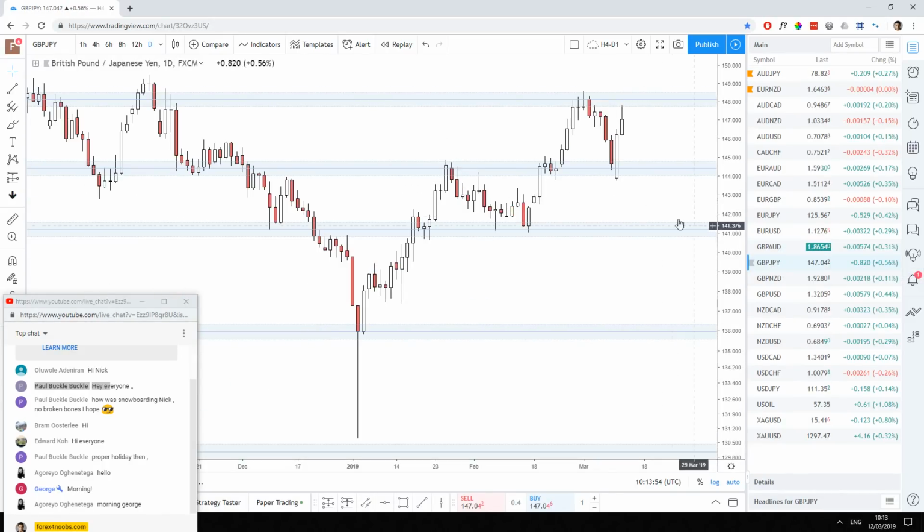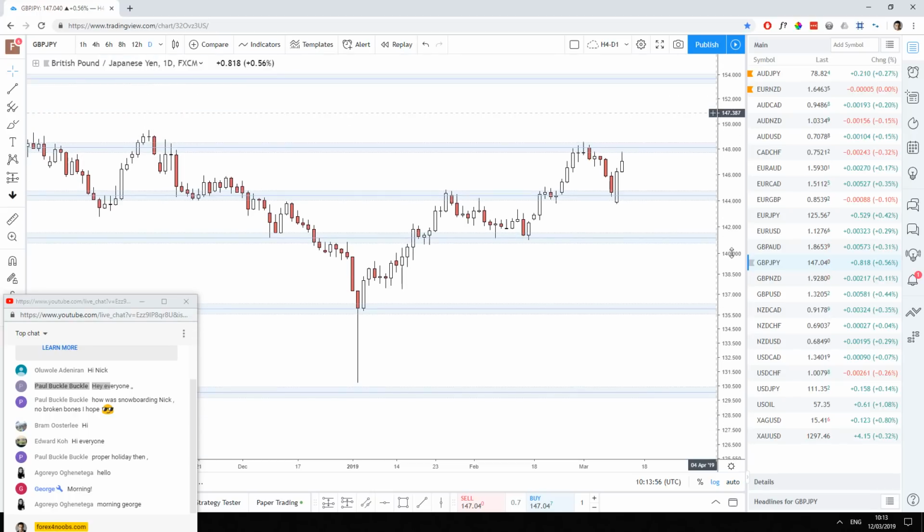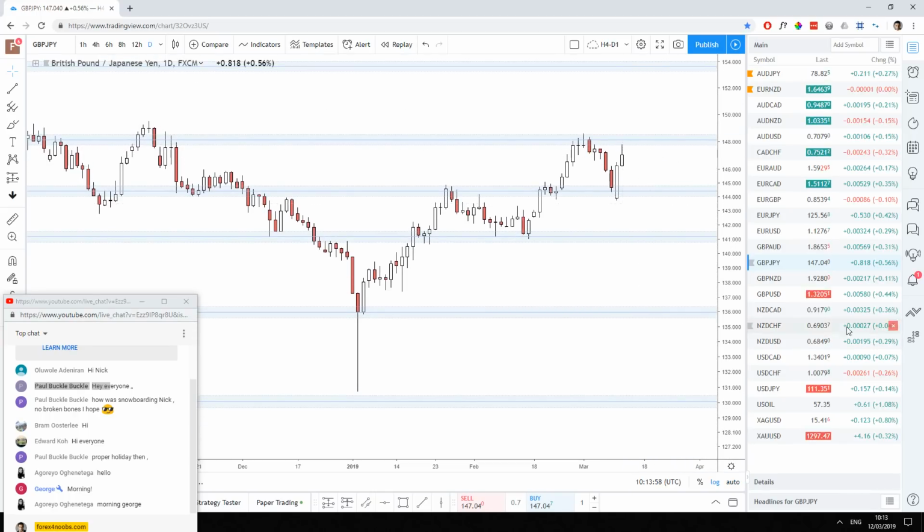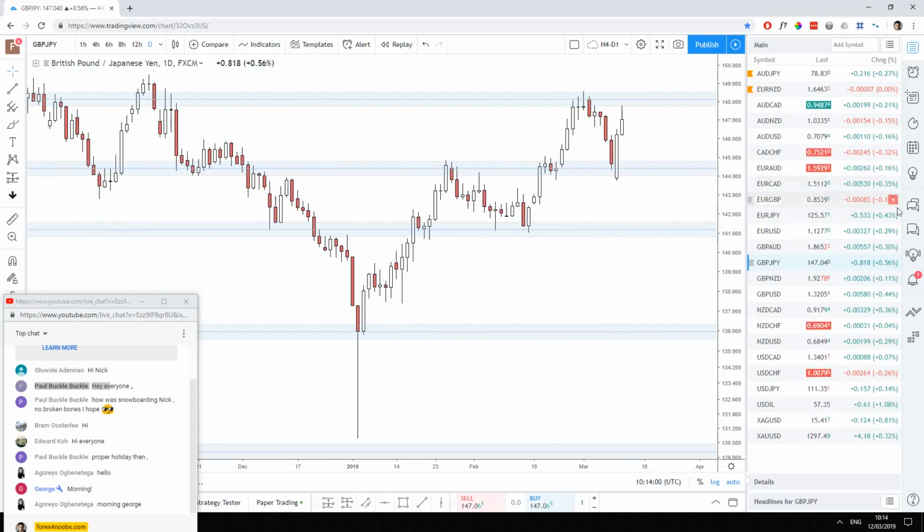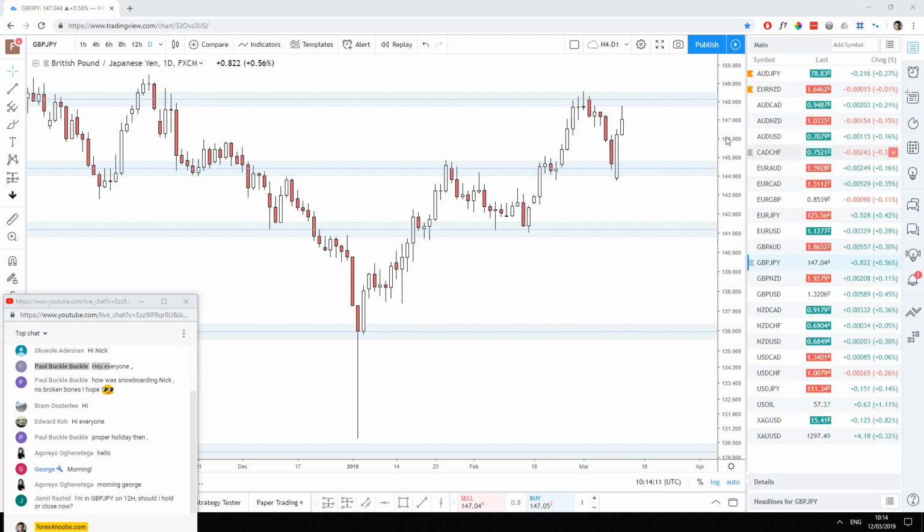GBP AUD, nothing much. GBP JPY pushing up to resistance. But in a normal scenario, I would say watch out for this resistance area for a potential short. We create a bit of a double top there if we get that potential short. But I'm just not going to do it. I'm not going to do it, guys. Too risky.